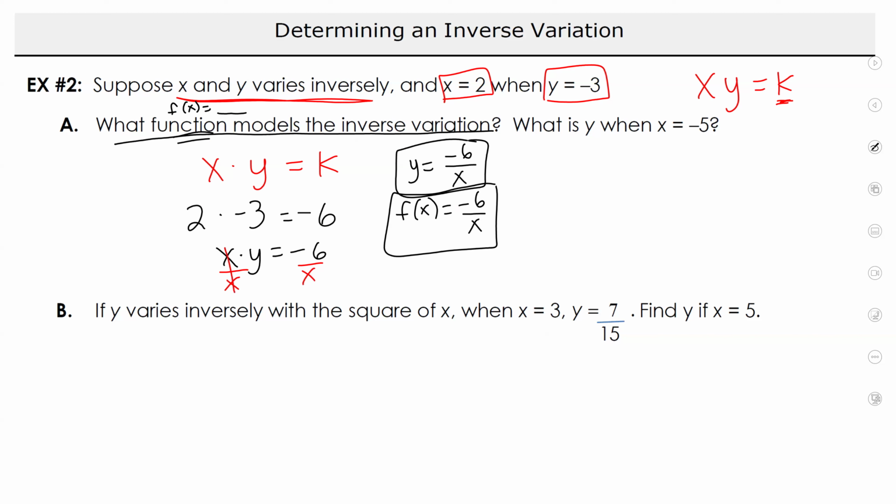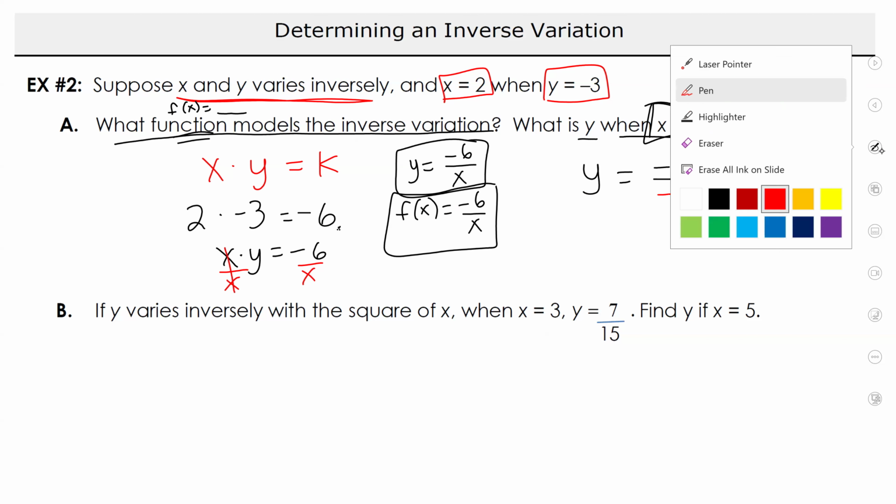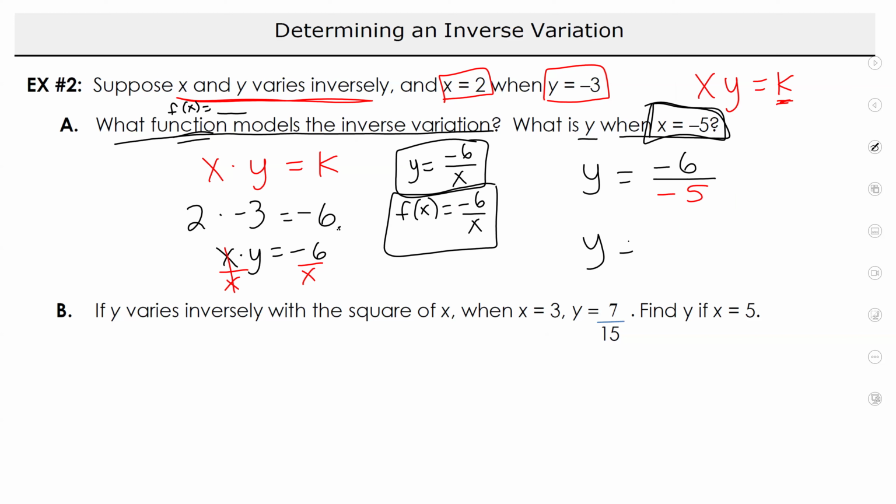If it wants the equation, all you have to do is figure out what k is and put it in the equation. Okay, the next part of the question, it says, what is y when x is -5? So let's use our equation again. They're telling us that x is -5. So guys, we're gonna plug in a -5 here. And just simplify it. This is a number. -6 over -5 is just +6 over 5. Can also put it as a decimal, 1.2.